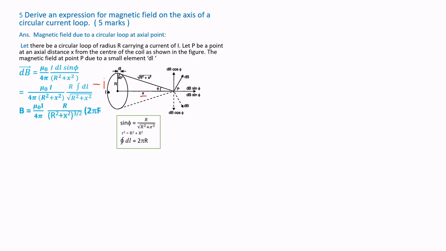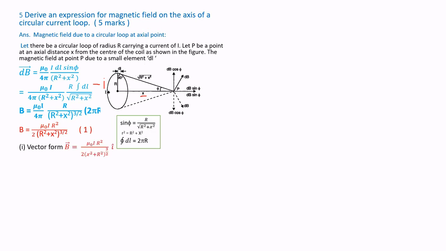Therefore, totally the magnetic field B will be mu naught I over 4 pi into r divided by r square plus x square, into r square plus x square to the half, which becomes 3 by 2, combining these two, r over r square plus x square to the power 3 by 2, into 2 pi r, since integral dl is 2 pi r. Therefore, B is equal to mu naught I r square divided by 2 into r square plus x square whole to the power of 3 by 2.